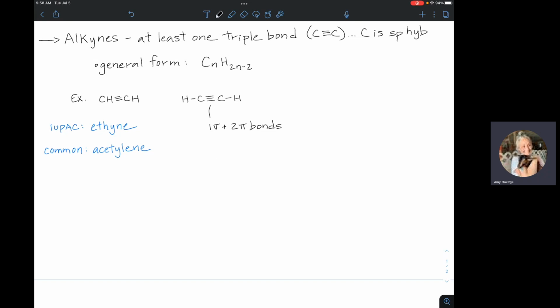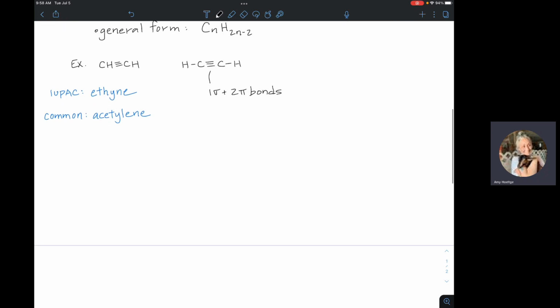So each one of those carbons is sp hybridized, right? There's a sigma bond between the hydrogen and the carbon, a sigma bond between the 2 carbons, and then 2 pi bonds. So we only needed 2 hybrid orbitals in order to make those sigma bonds. The 2 unhybridized p orbitals are used to make the pi bonds. Again, if you want to go back and look at the hybridization video in the Gen Chem review to help out with that, you can.